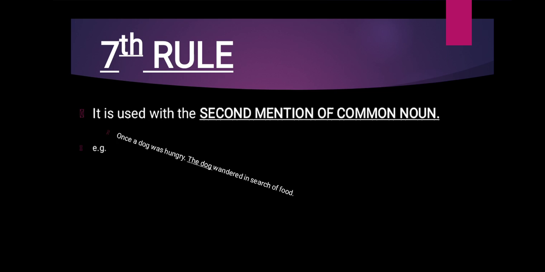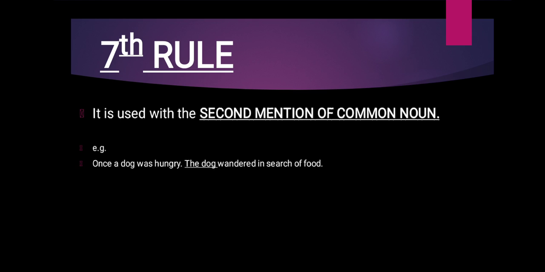For example, "Once a dog was hungry, and then the dog wandered in search of food." Now, here, the dog in the second sentence is referring to the dog that has been mentioned in the first sentence. So you can notice that in the first sentence we have used "a dog", and in the second sentence we have used "the dog".